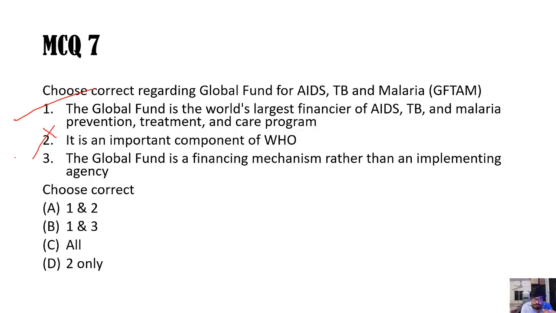And recently in the sixth funding round, we have pledged to give some amount there, and that is an improved contribution from India. 10% increase is there. So third is also correct. First and third, they are right option. B is the right option here.